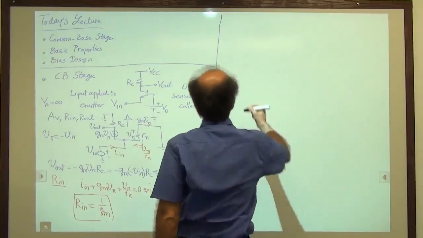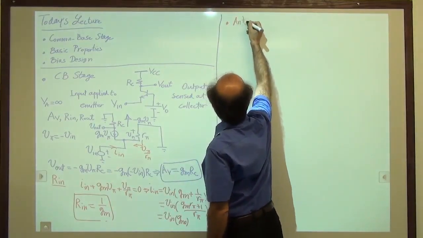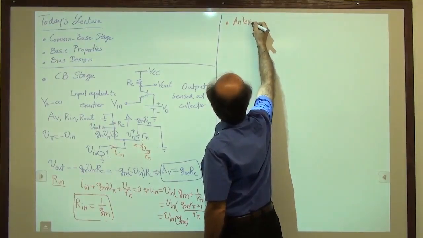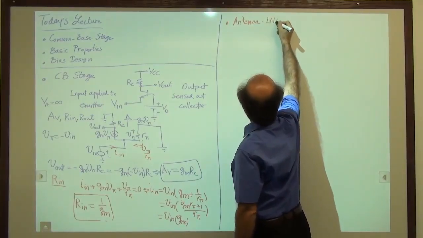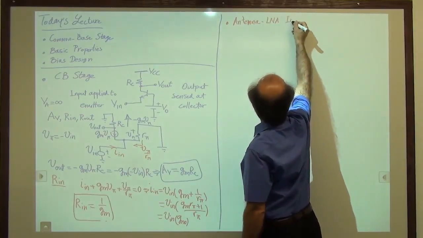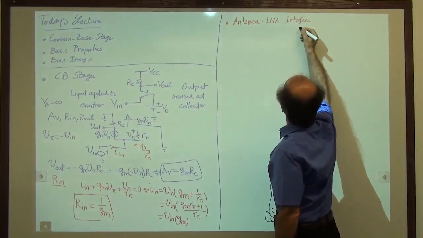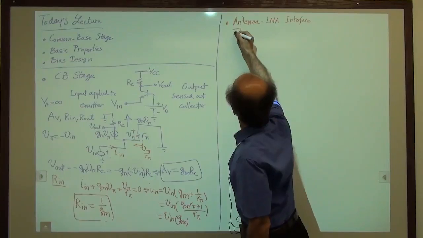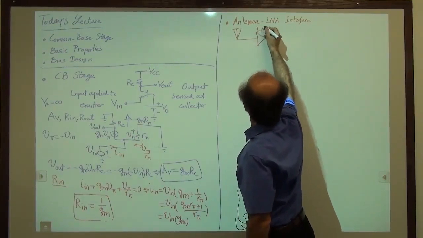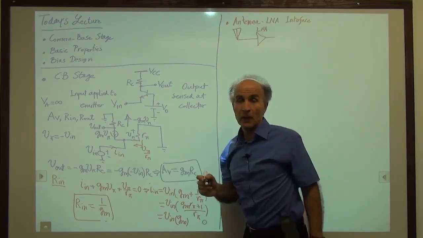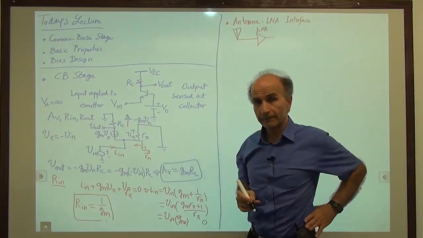All right, so let's talk about the antenna LNA interface. So here's our antenna, and here's our LNA. Now these are all high frequency signals, the gigahertz or 2 gigahertz or 5 gigahertz, etc.